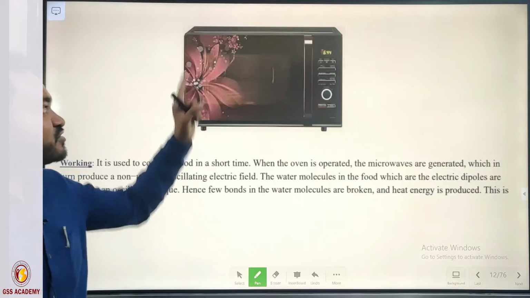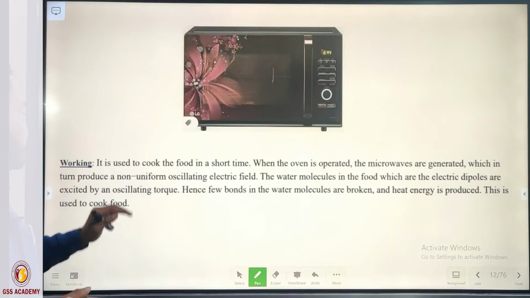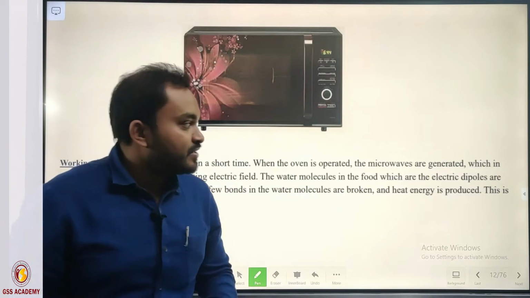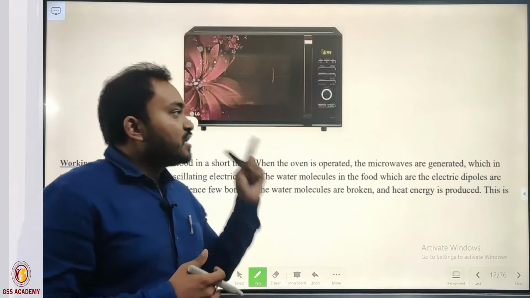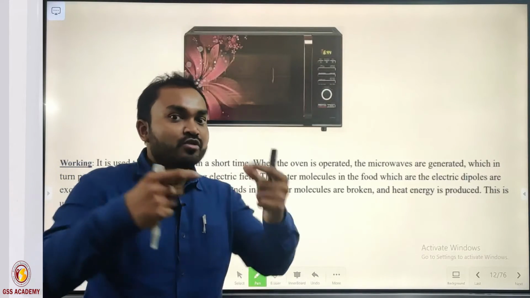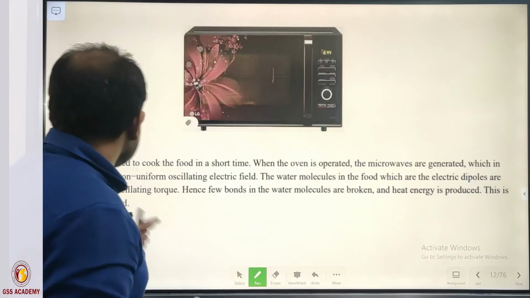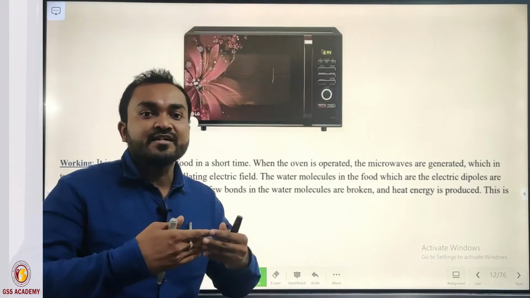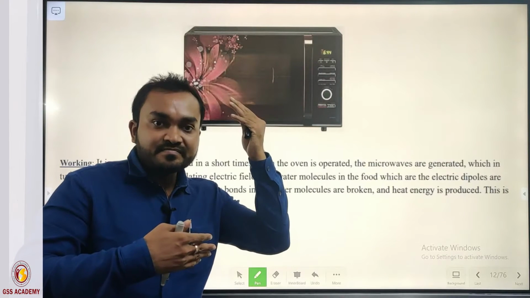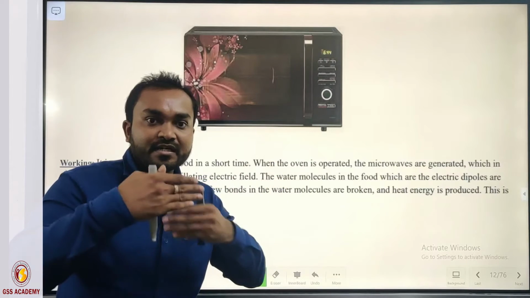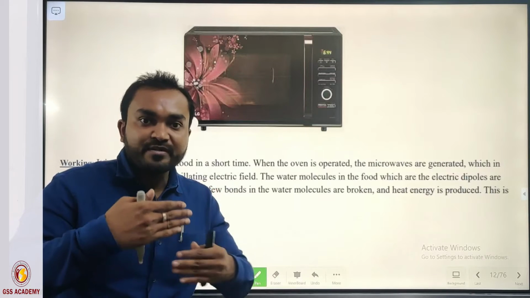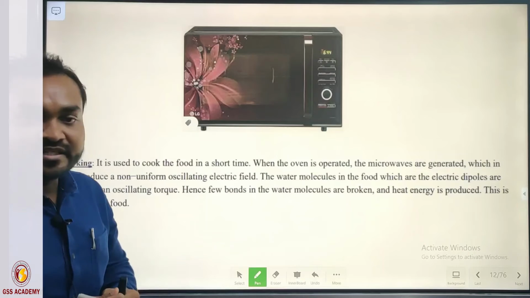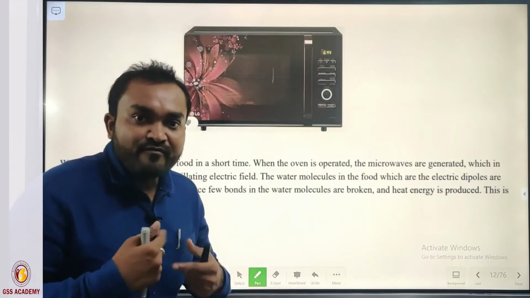So how do these microwaves work? It is used to cook food in a short time. When the oven is operated, the microwaves are generated. When you switch on the oven, it generates microwaves. What the microwaves do is produce a non-uniform electric field. We have seen that an electric field is produced. In this case the technology is such that it will produce a non-uniform electric field.